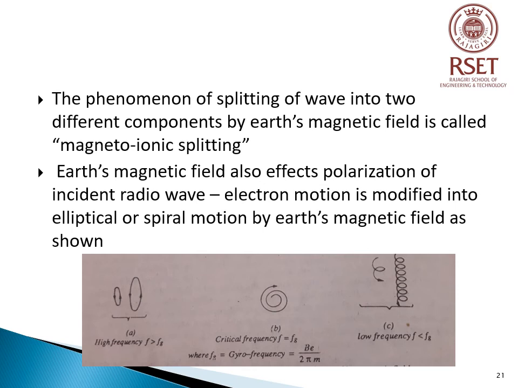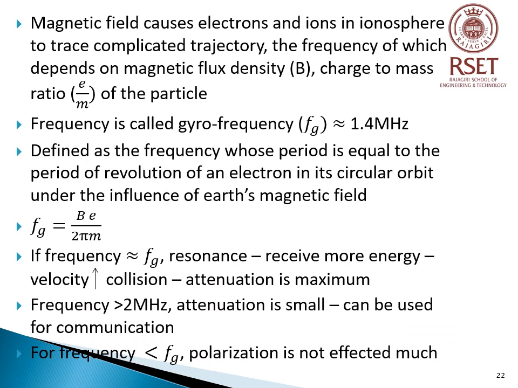The Earth's magnetic field also affects the polarization of the incident wave. The electron motion is now modified into an elliptical or spiral motion by Earth's magnetic field, as shown in figure. The Earth's magnetic field causes electrons and ions in ionosphere to trace complicated trajectory, the frequency of which depends on magnetic field and e by m ratio, charge to mass ratio of the particle. This frequency is about 1.4 MHz and is called gyro-frequency Fg.